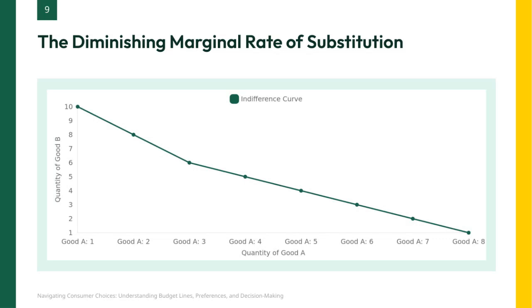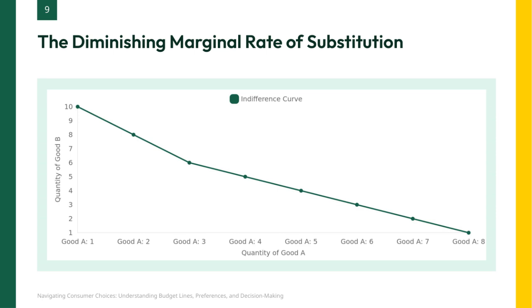Here we see an indifference curve illustrating the trade-offs between good A and good B. As we move from left to right along the curve, notice that the quantity of good A increases while the quantity of good B decreases. This captures the concept of the diminishing marginal rate of substitution. Essentially, the more of good A we have, the less of good B we're willing to give up to get an additional unit of good A.